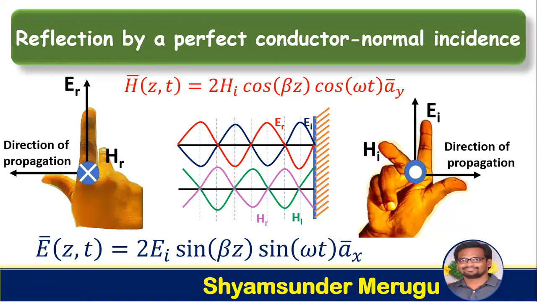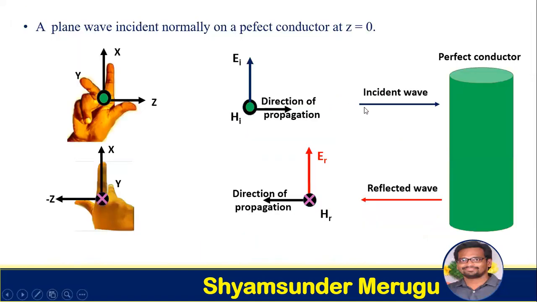In today's video lecture, we are going to discuss the reflection of an electromagnetic wave by a perfect conductor with normal incidence. Let us consider a plane wave incident normally on a perfect conductor at z equal to 0. Let us consider here a perfect conductor. The plane wave is incident normally onto the surface of the perfect conductor and it is totally reflected back here.